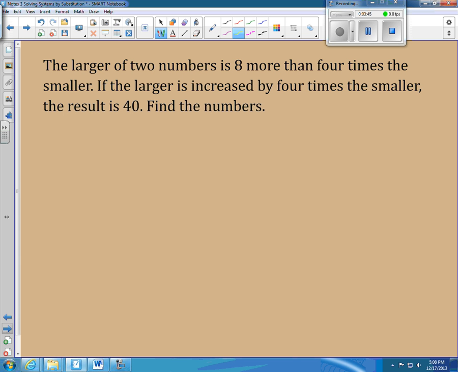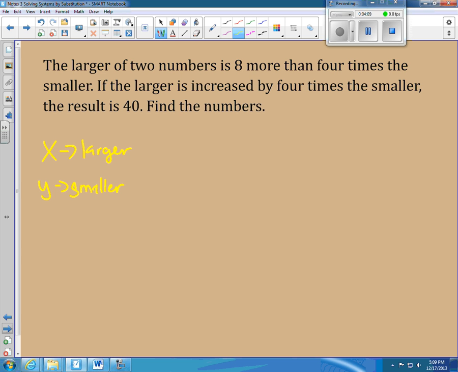Moving on to the next one, this says the larger of 2 numbers is 8 more than 4 times the smaller. If the larger is increased by 4 times the smaller, the result is 40. Find the numbers. Whoa, lots of words, not really a situation. Let's call x our larger number and y our smaller number.